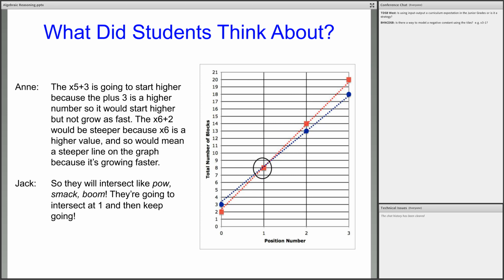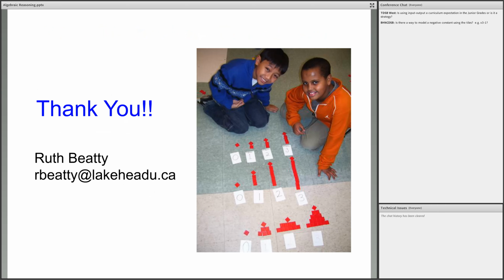So again, thinking about the fact that we started off with some really simple seeming pattern building activities, and we can progress then to a point where kids can look at a pattern rule and start to visualize what that graphical representation is going to look like. And so that is it.